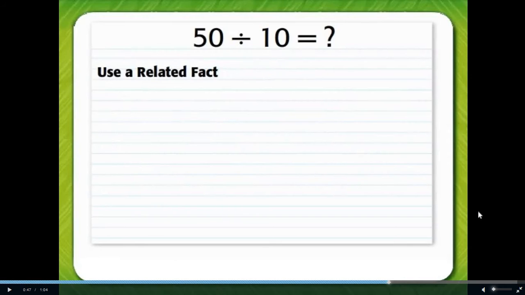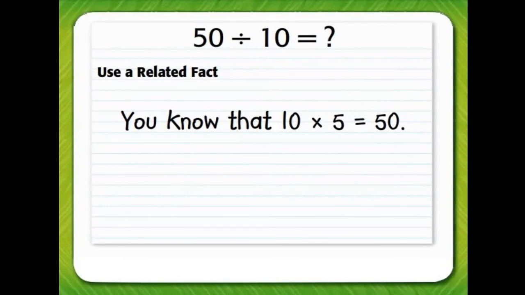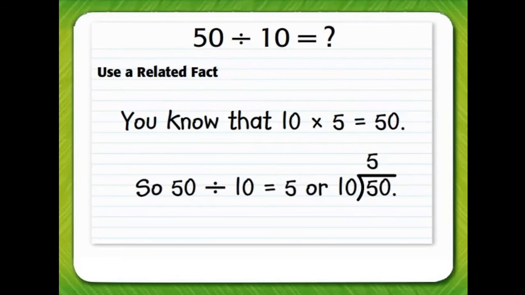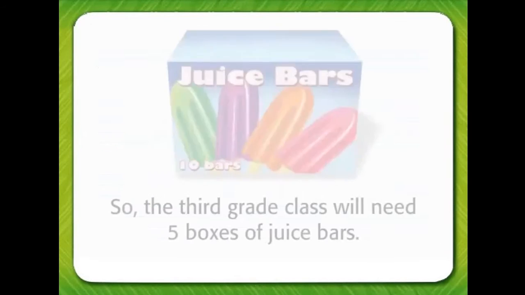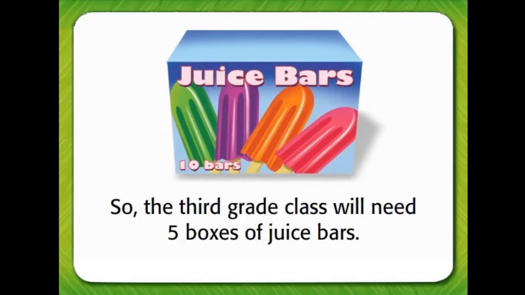Another way to find the number of boxes that will be needed is to use a related fact. We know that 10 times 5 is equal to 50. So 50 divided by 10 equals 5. So the third grade class will need 5 boxes of juice bars.